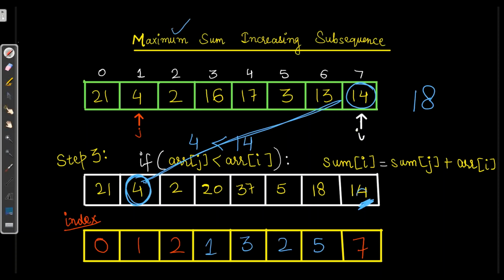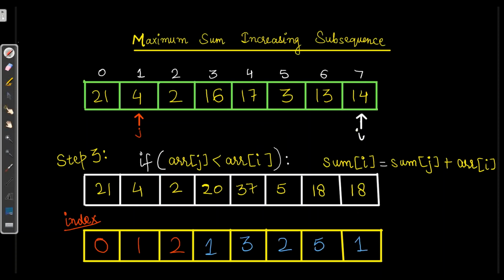So here I'll write 18. And from which index have I taken it? 1. So here I'll write 1 like this. Now for the next iteration, here we have 2 at the jth index, whereas at the ith index we have 14. So 14 is greater than 2 this time.